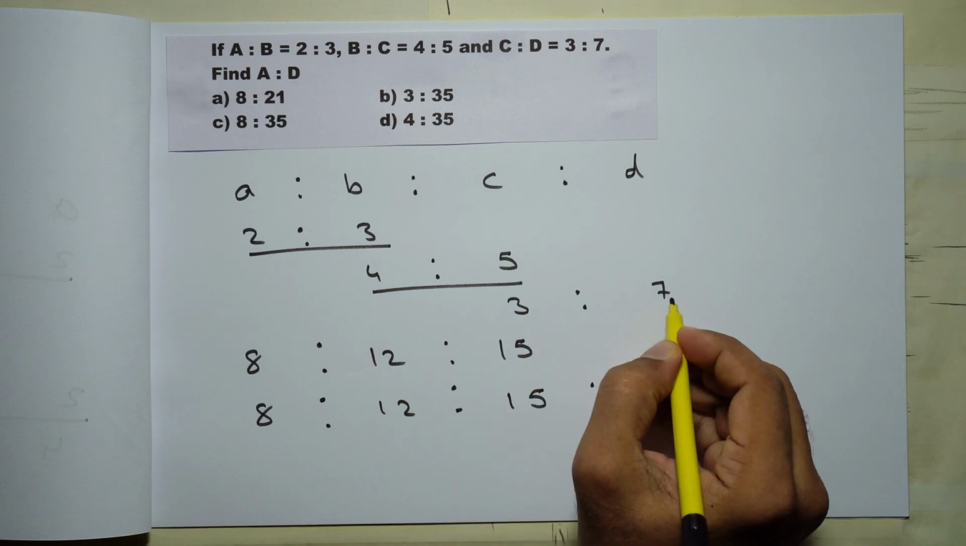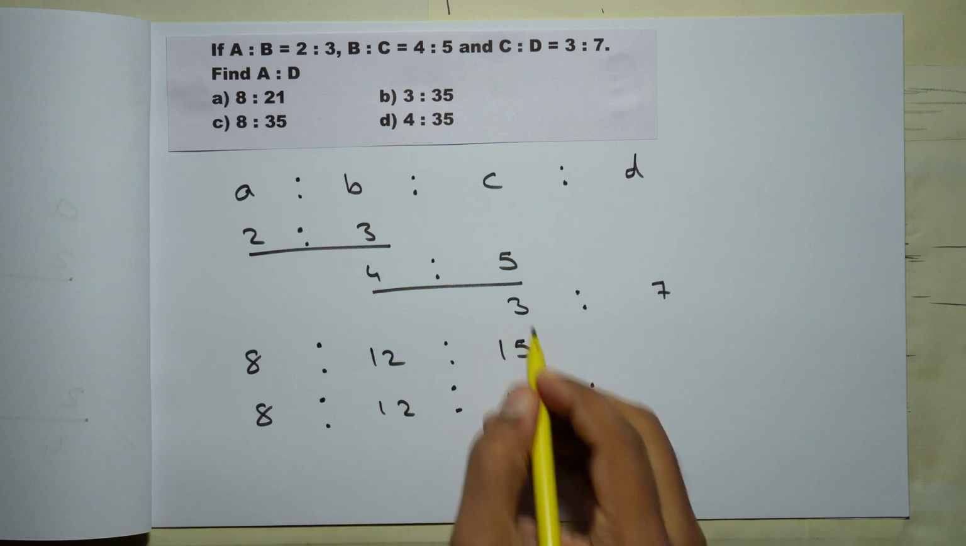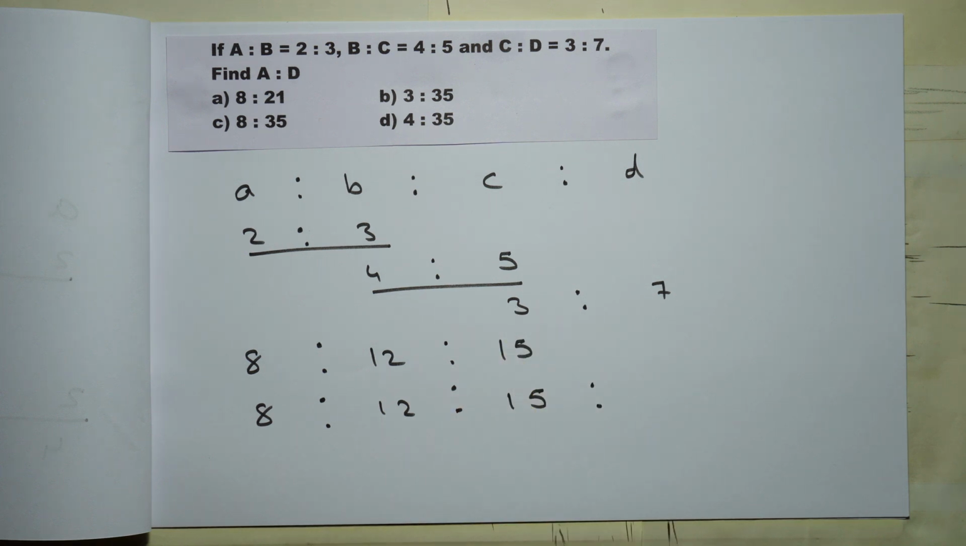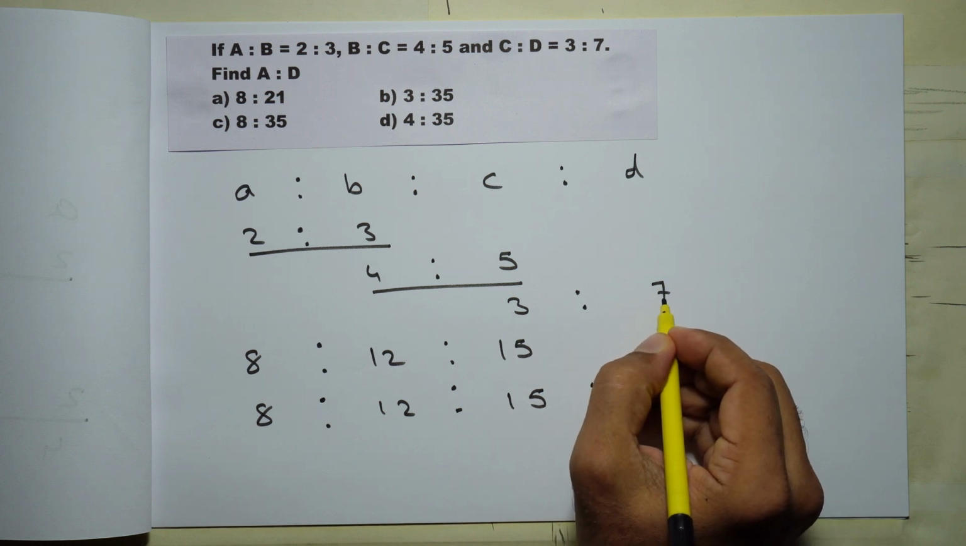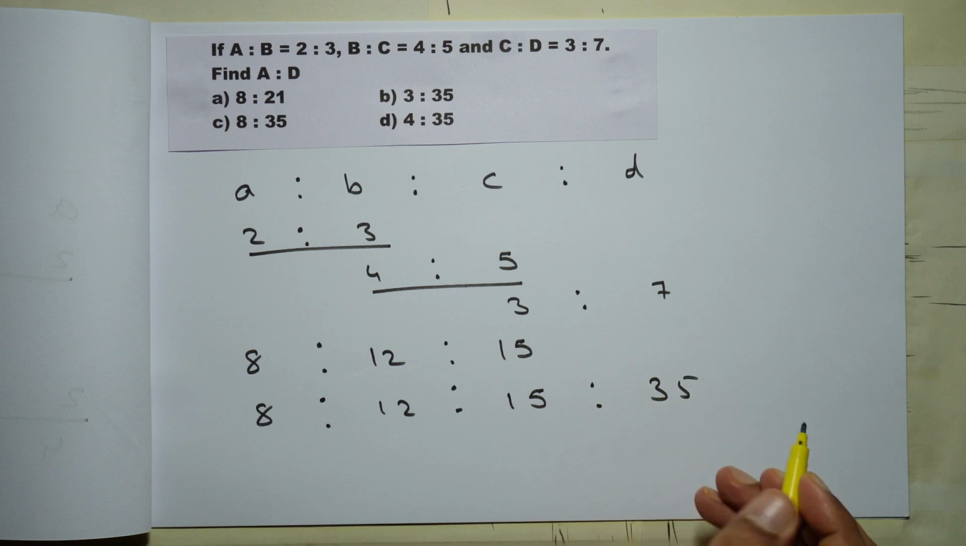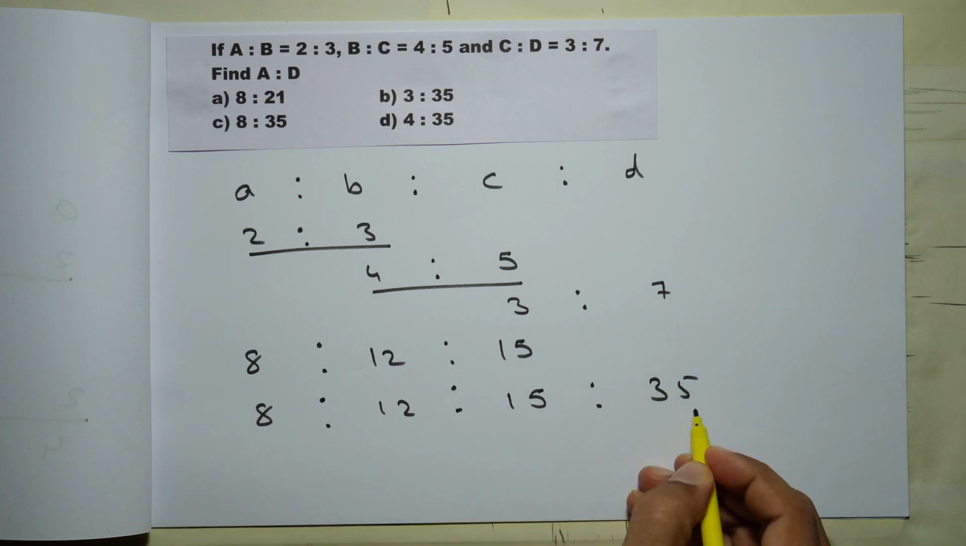And in this ratio, 3 has been multiplied by 5. 3 into 5 is 15. So since 3 has been multiplied by 5, 7 should also be multiplied by 5 so that the ratio is maintained. 7 into 5, 35. So the combined ratio is obtained as 8 is to 12 is to 15 is to 35. That is A is to B is to C is to D.